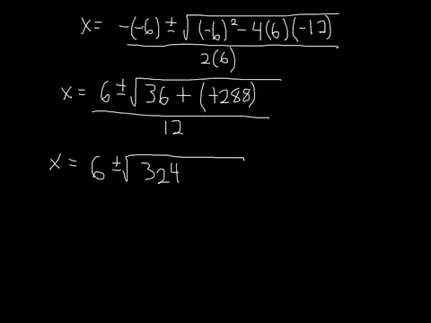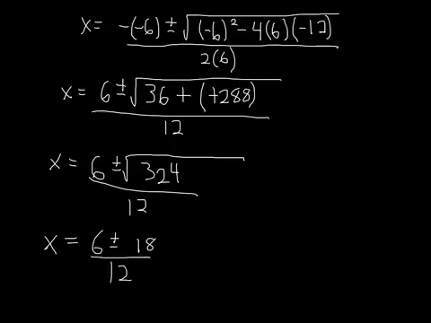And that's divided by that 12. So I do x is equal to 6 plus or minus the square root of 324, which is going to be equal to 18, all divided by 12. And at this point, I can split this up into two different answers, because as we remember, quadratic formulas should have two different answers.